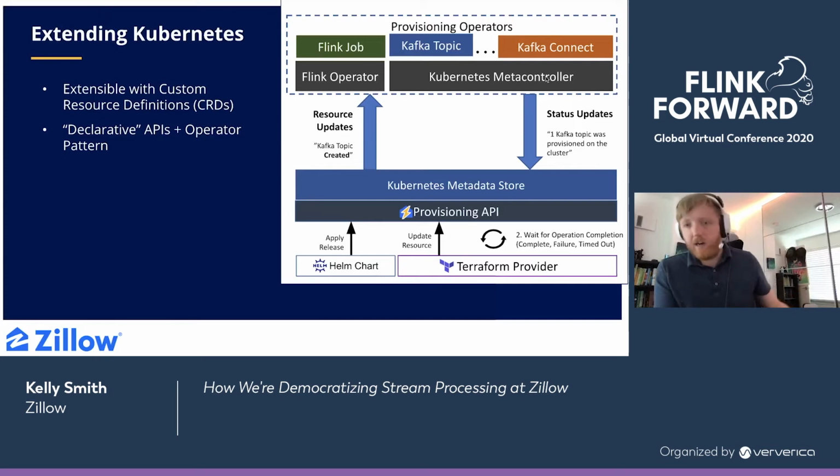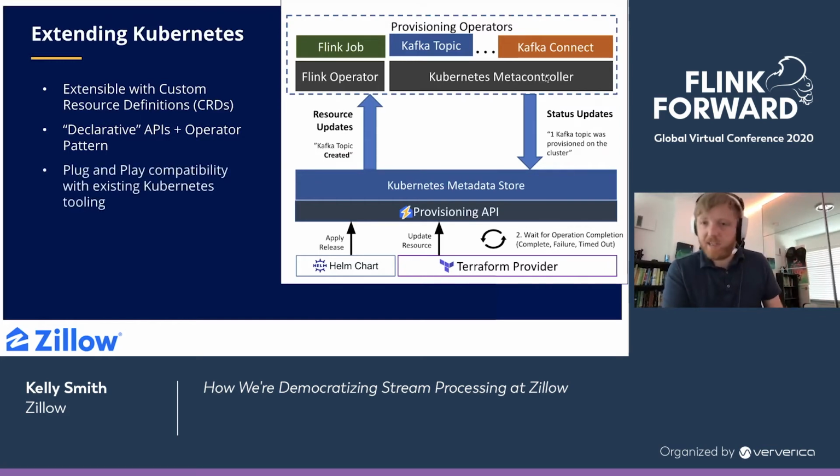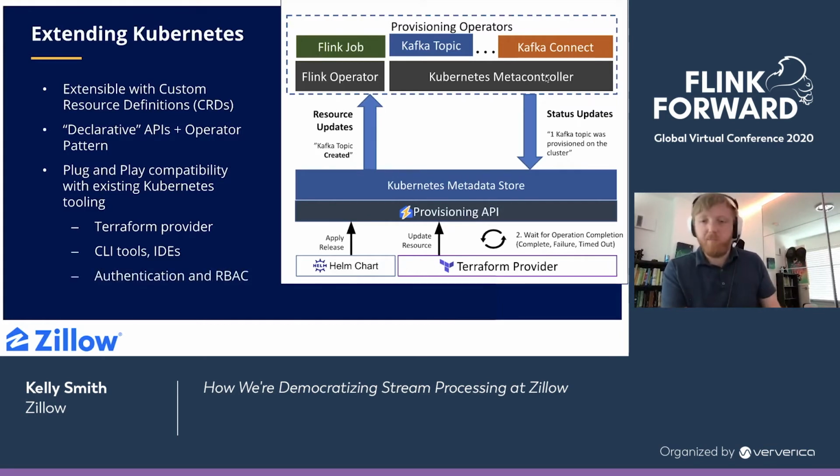And so it turns out that Kubernetes is already well suited for this. We can extend it with our own resource types. This basically means we don't have to build our own API. We can just reuse the existing Kubernetes API and extend it as needed so that we can build all of the custom functionality we need for our specific engineers. The other benefit of using Kubernetes in this way is that it has plug and play compatibility with all this existing tooling. There's already a Terraform provider for Kubernetes. There's already a bunch of CLI tools and IDEs for interacting with those resources. And there's already a built-in authentication and role-based access control system and a way of isolating resources using namespaces.